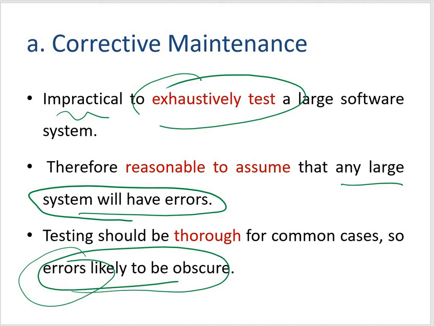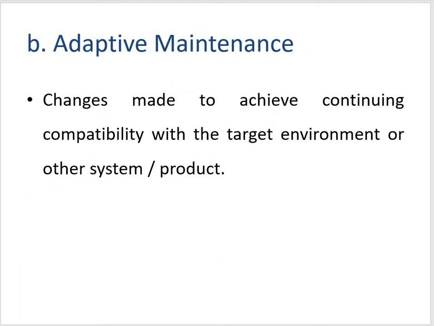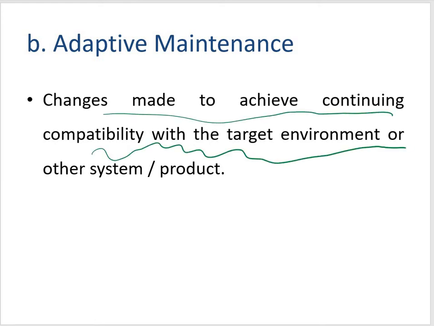So in that case, post deployment we get to know and we go for the corrective maintenance part. Next is your adaptive maintenance. So basically the changes made to achieve continuing compatibility with the target environment or the other system or the product, right? So it's like we are trying to adapt, right? The product is working fine, but in order to adapt to some major changes, it can be due to, let's say, IP compatibility from IPv4 to IPv6, right? So we're going to adapt those things.